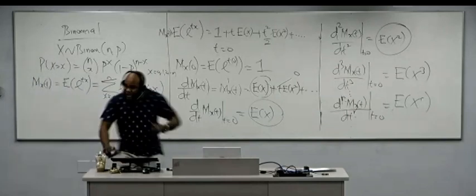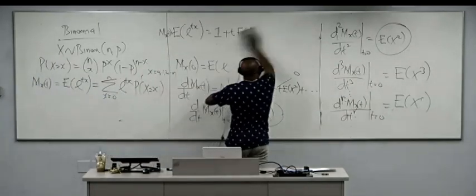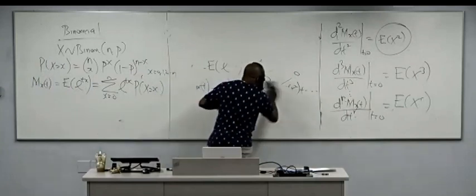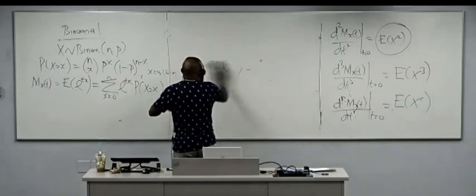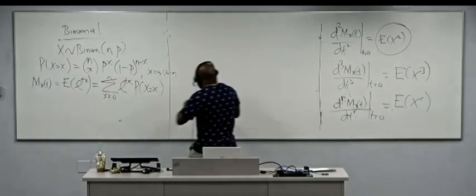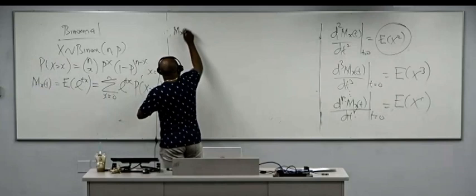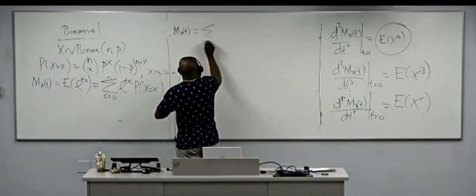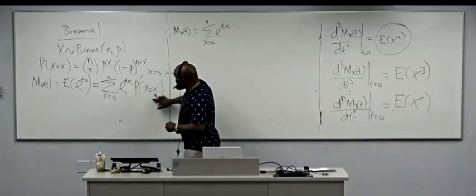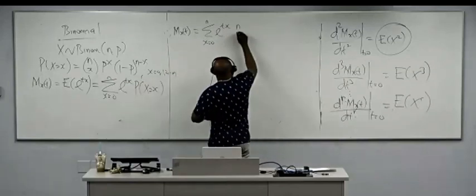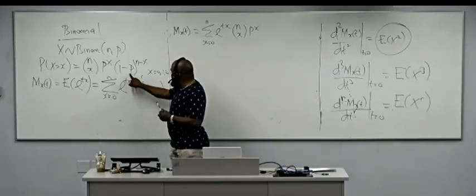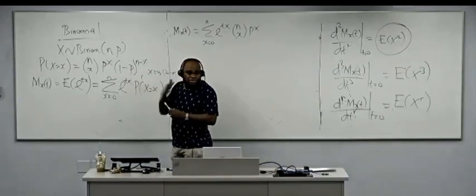Now, if I have this guy now, the M_X(t), summation from 0 to n, e raised to power tx, this guy, the binomial distribution, n combination x, p raised to power x. I may decide to use q instead of 1 minus p, okay?